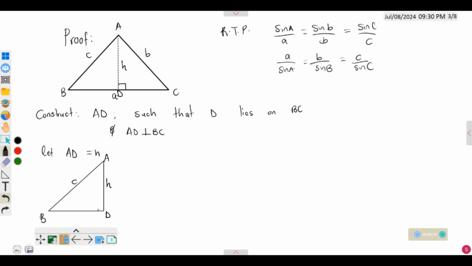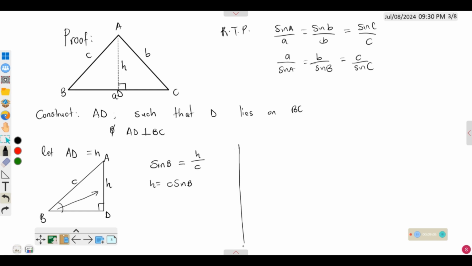Then what do we do now? We are going to apply our trig ratios, since this is 90 degrees. So if you look at this, the sine of B is equal to what? It's the opposite divided by the hypotenuse. So this is B, that's the opposite, so it's H divided by the hypotenuse, which is c. If we make H the subject of the formula, we have H equals c sine B.